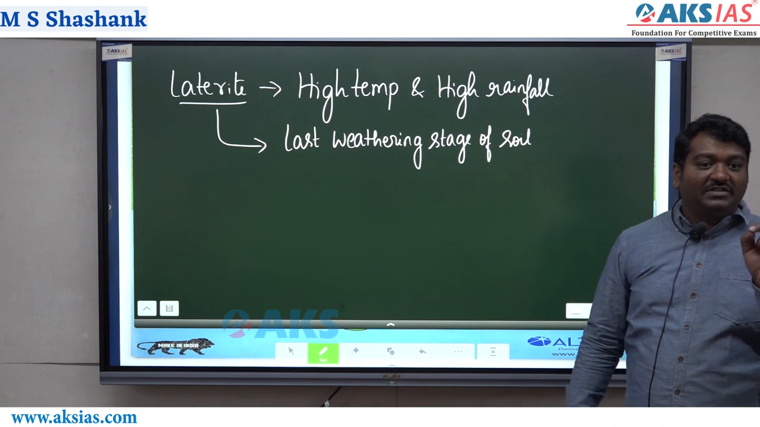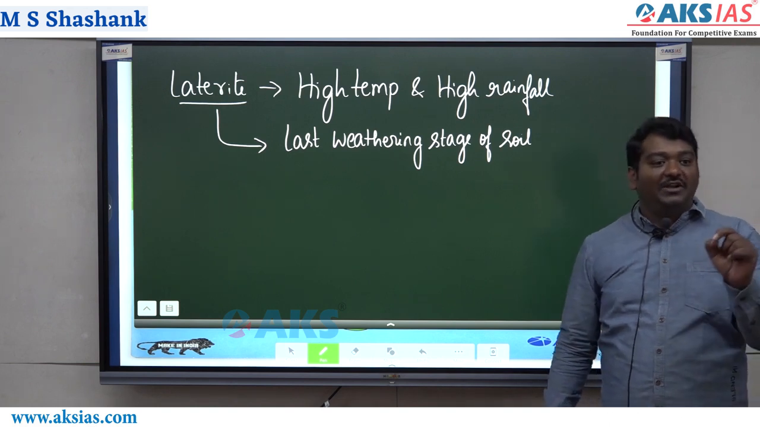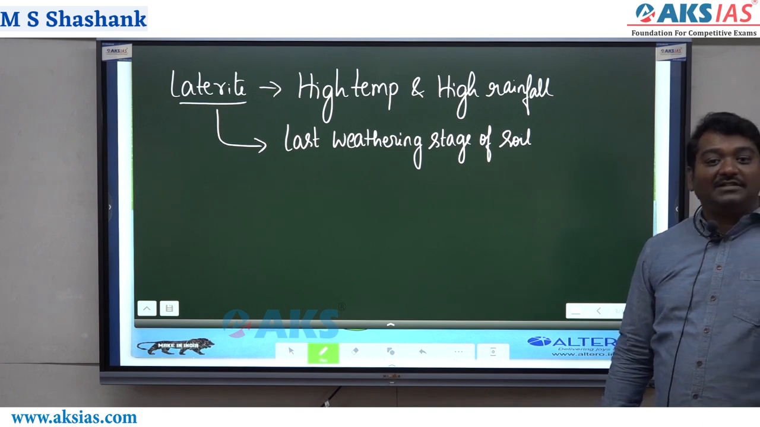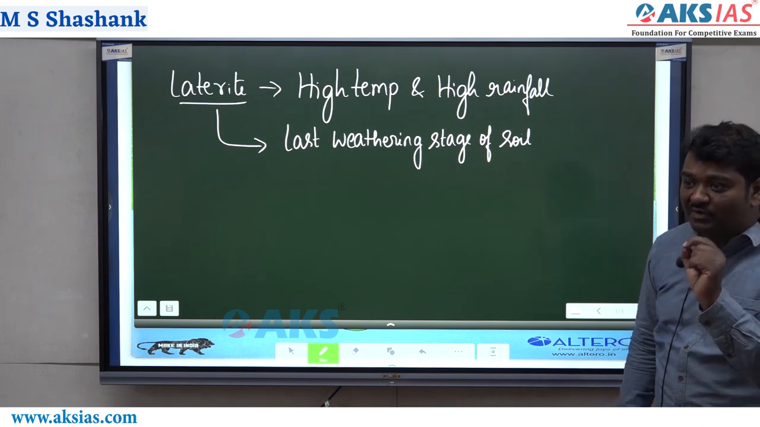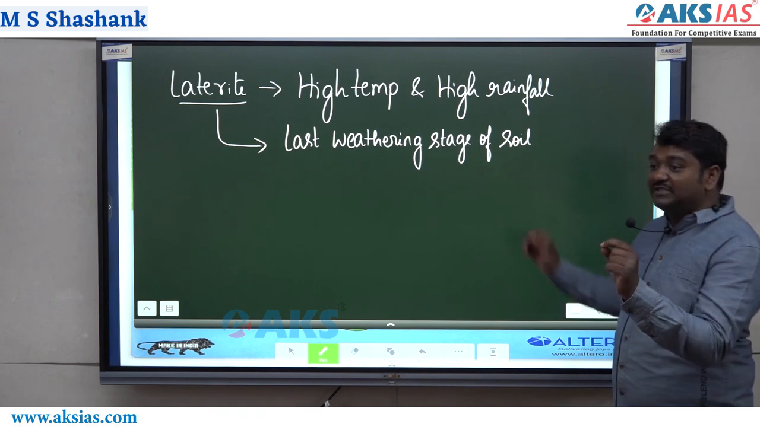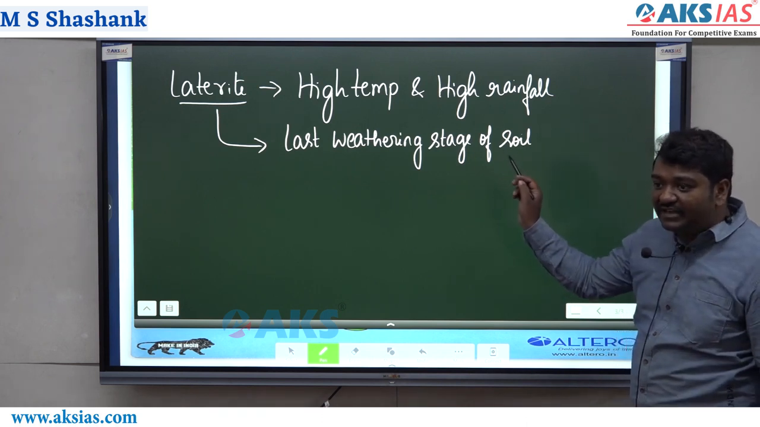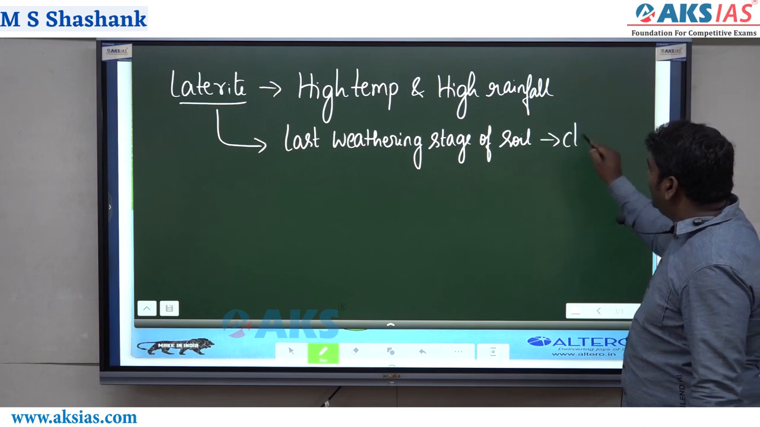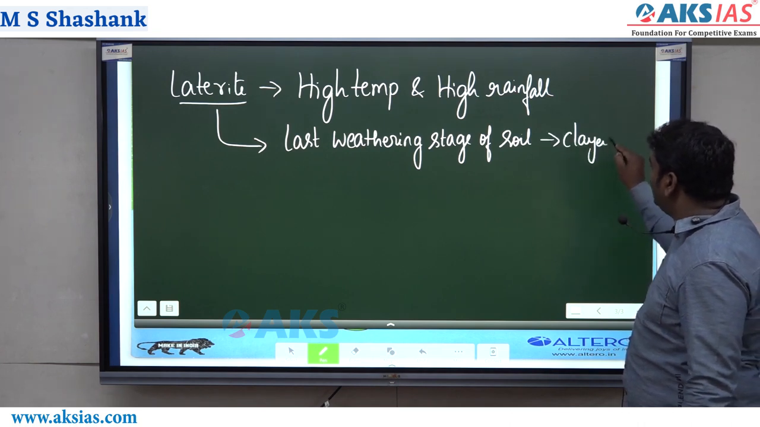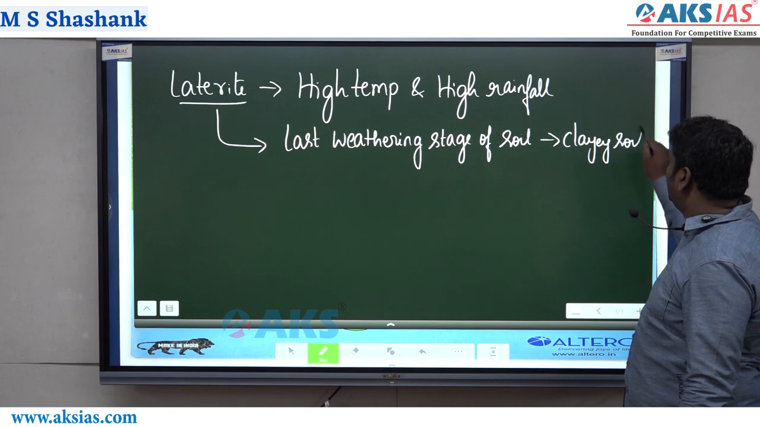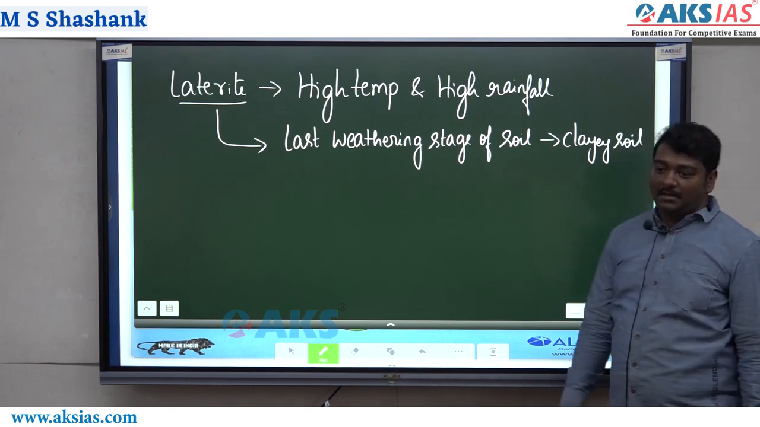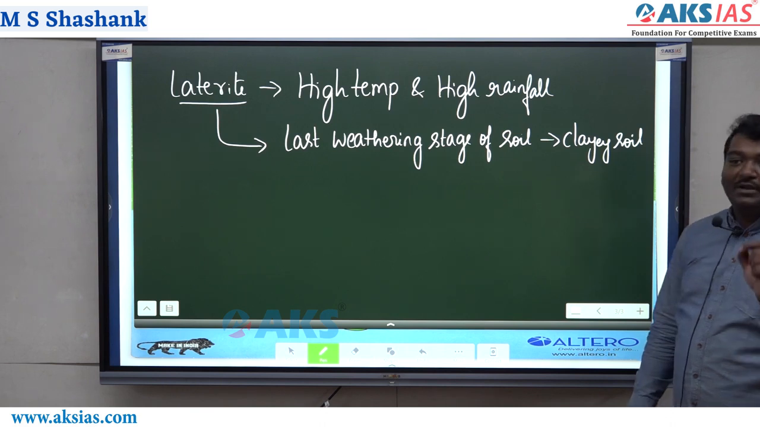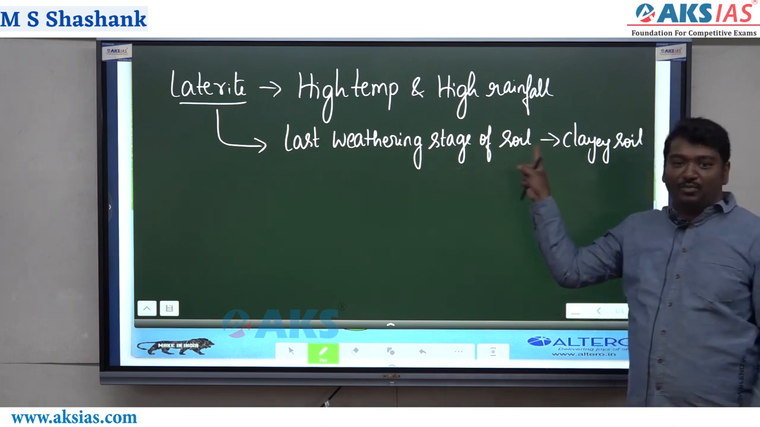You tell me, if this is the last weathering stage, will it be clay or will it be sand? Last weathering stage, smallest is which one? Clay. So it is brick soil. Laterite soil is brick soil. So what is that? 100% clayey soil. Similar. This is where this line is very important.